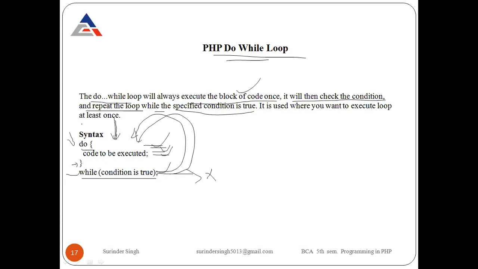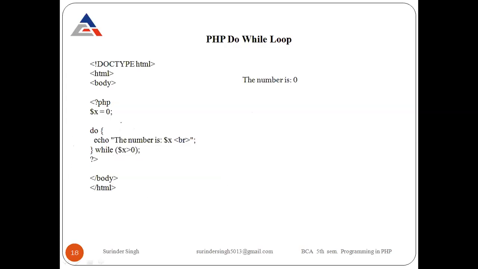The difference between while and do while is that do while is used where you want to execute the loop at least once, because it will first execute the loop, then after it will check the condition. But in case of while, you have to check condition first, and if condition is true, then control enters the loop. Clear? After writing while and condition, you have to put a semicolon here. Clear?